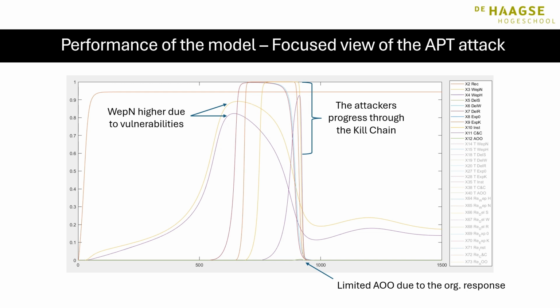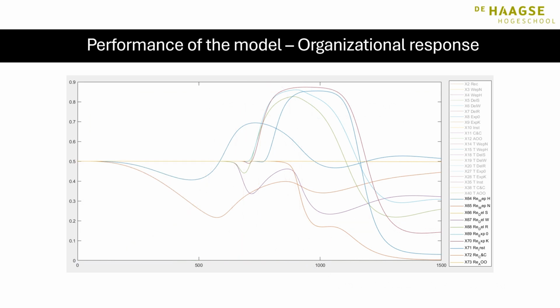Okay, also in this model, we have only limited actionable objectives because the organization responded to the attack fast and suppressed it. So here you can see the organizational response part of the model and how it behaved. So in our simulation, it did suppress the attack. You can see the high parts of the diagram, and that's where the suppression happened.